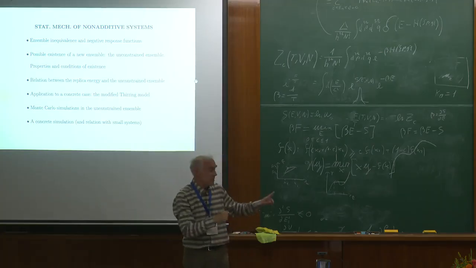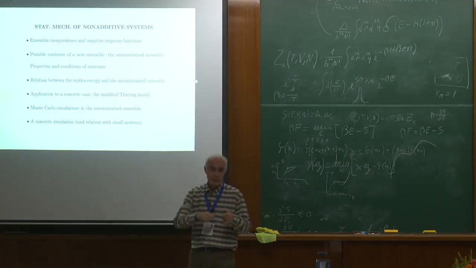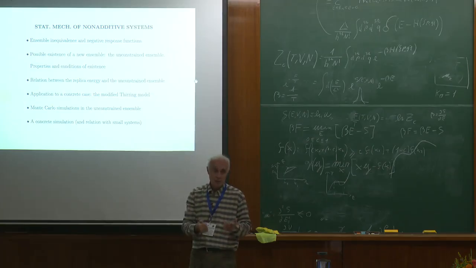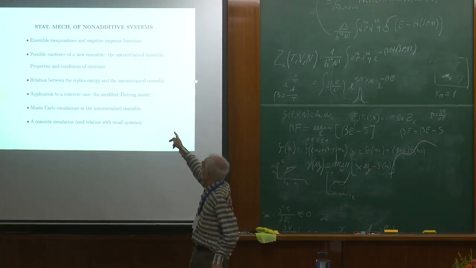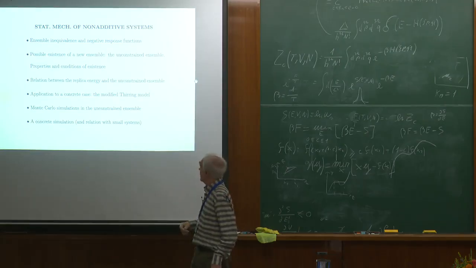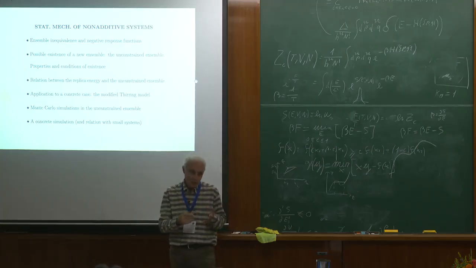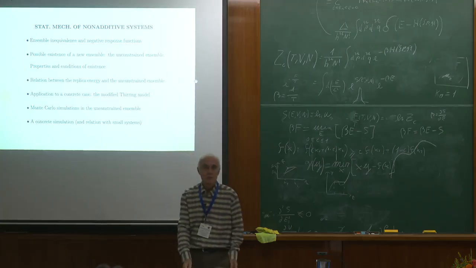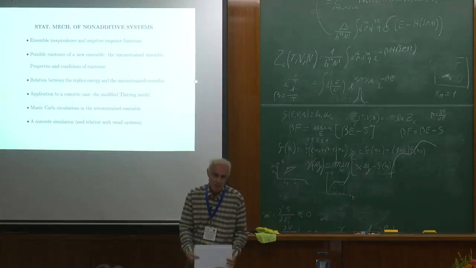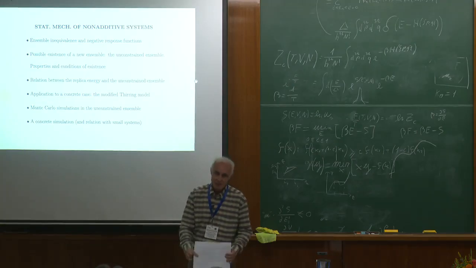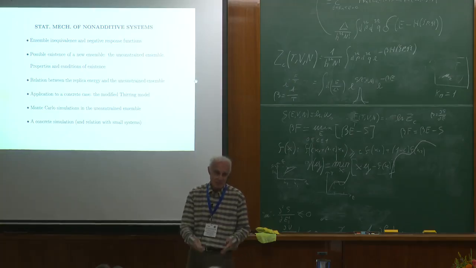We have seen that the free energy is related to the canonical ensemble. The Gibbs free energy is related to another ensemble, which is called isothermal-isobaric. Then we have the grand potential, which is related to another ensemble, the grand canonical ensemble. We will see that there is a new ensemble that we have called the unconstrained ensemble, which is related to the replica energy. And this will be the end, more or less, of the part on principles. Then if I have time, I will do just a little bit about applications, but that will be just applications. The most important part will be the part on principles.